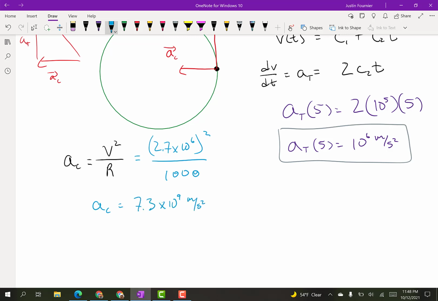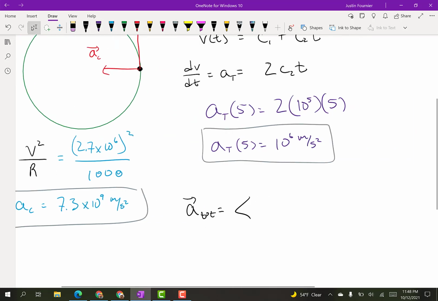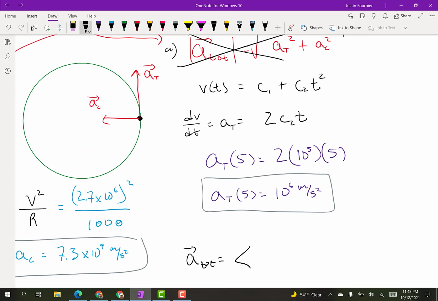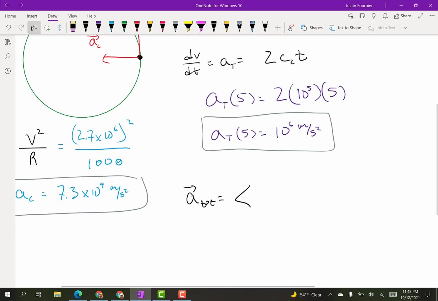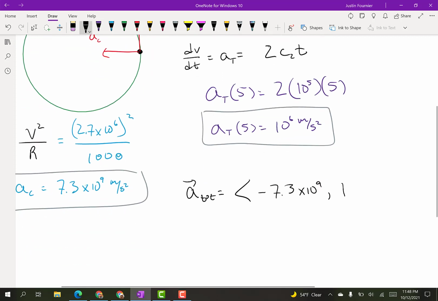And that's meters per second squared. There we go. So if I want my total acceleration, in this case I'm just going to use bracket notation. So it's going to be, let's see, what I have here in my x direction, I have my x pointing to the left. So I'm just going to say it's negative 7.3 times 10 to the 9, comma, the tangential acceleration is 10 to the 6, and then meters per second.